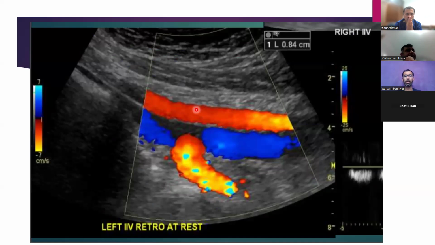This is the external iliac artery, and this is the external iliac and common iliac veins, and this is the internal iliac vein. So you see the direction of flow in the external iliac vein is uphill, but there is a retrograde flow in the left internal iliac vein. So this signifies that there is compression of the external and common iliac vein. If there is compression, but there is no reversal of flow in the internal iliac vein, then we don't consider the iliac vein compression significant.